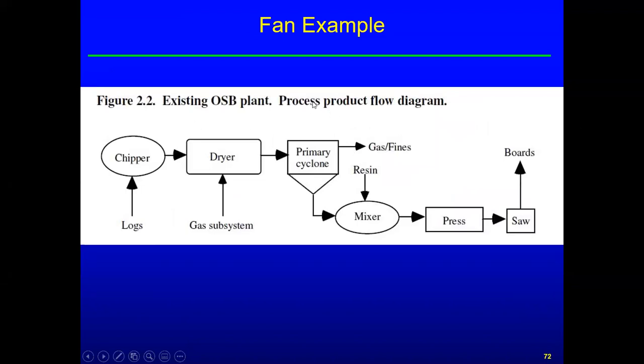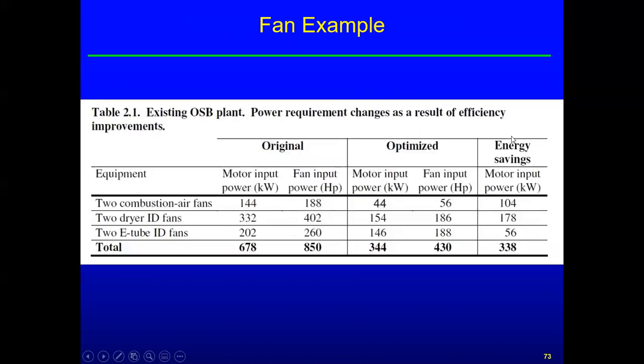Here's the product flow diagram. So they brought in logs, they chipped them, they dried them. The air went through a cyclone. It all went to a cyclone, and then the chips fall out to a mixer. They put resin with it. They press it into board, and they saw it, and then they sell the boards. So that's kind of what the plant's doing.